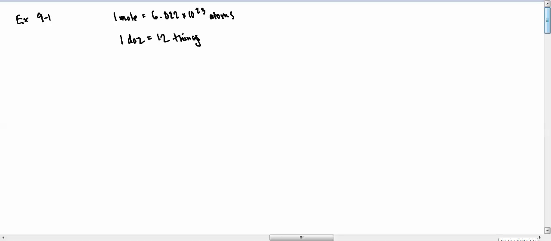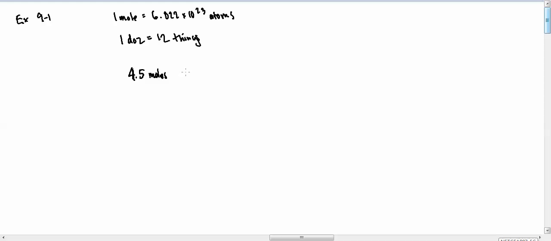So the goal here is to try to figure out how many atoms are in 4.5 moles of a sample of helium. And it actually doesn't matter what the element is at this point, because if you have 4.5 moles of something, you'll have the same number of atoms regardless of what that something is. It just might take up more space or something like that.